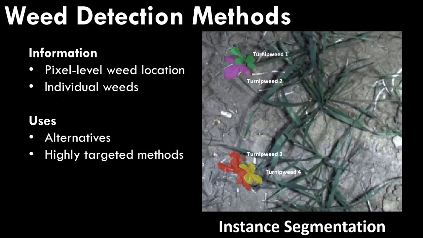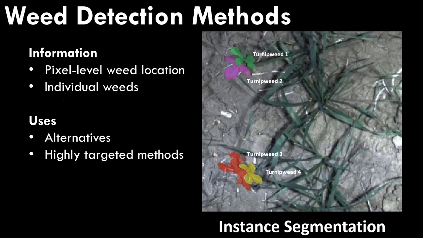Finally, we have instance segmentation, and this is potentially the most detail you can get out of a weed detection algorithm. So you have information on the location of the weed, the number of weeds in the image, and also the number of pixels belonging to each of those weeds. So highly targeted methods like lasers would potentially work well with algorithms like this.